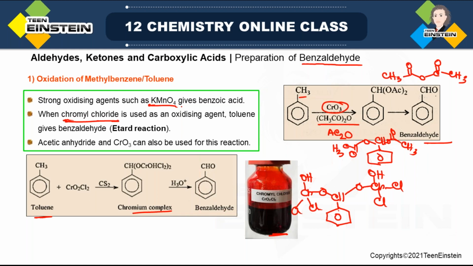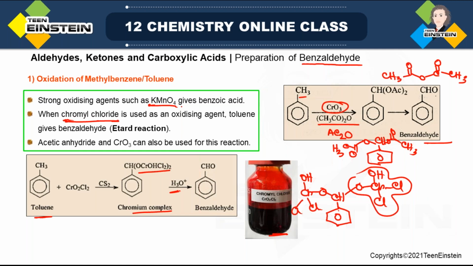So how is it written? It is written as CH[OCr(OH)Cl2]2, where OCr(OH)Cl2 is coming twice. So that is why there is a bracket and then 2. So this is the complex that will be formed first. This is the complex between CrO2Cl2, which is the chromyl chloride reagent, and toluene. Now if we treat it with H3O+, meaning you are doing acidic hydrolysis, then this complex will be hydrolyzed to benzaldehyde, because benzaldehyde is the actual product that we are trying to synthesize.